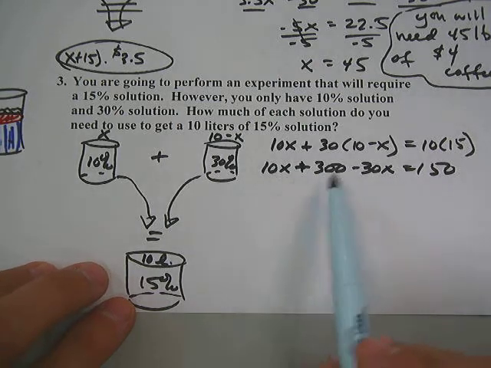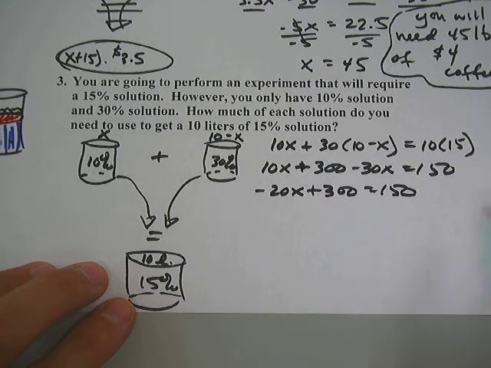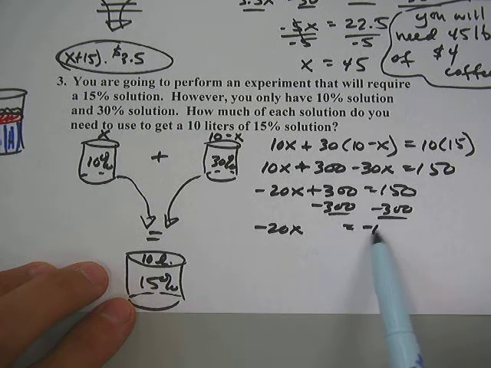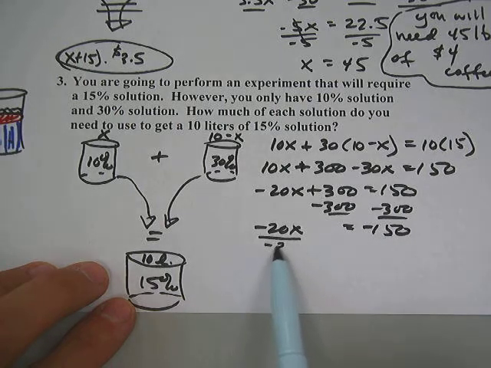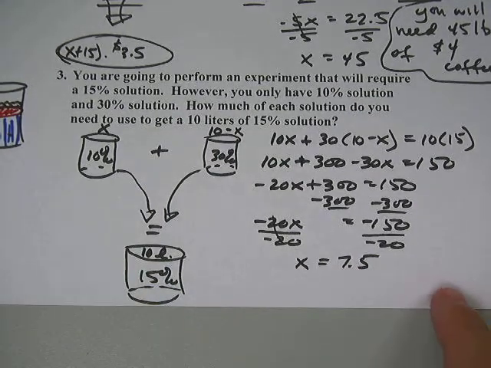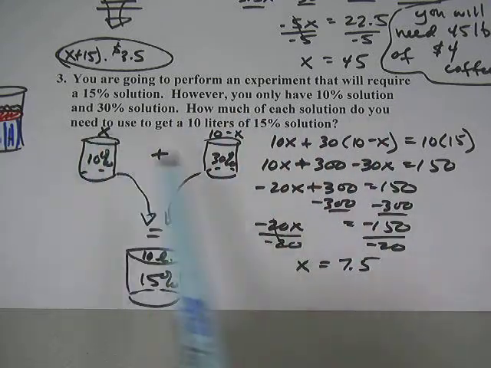Okay, so I'm going to simplify. 10x plus 300 minus 30x equals 150. Simplify some more. Looks like I can combine some like terms. I get negative 20x plus 300 equals 150. I would subtract 300. So I get negative 20x equals negative 150. Divide by negative 20. X equals, looks like this is going to end up being 7.5, I believe.